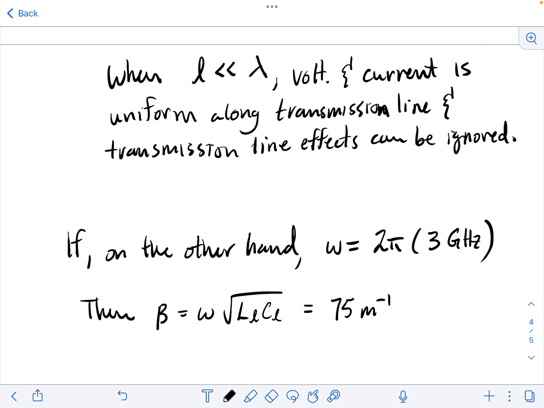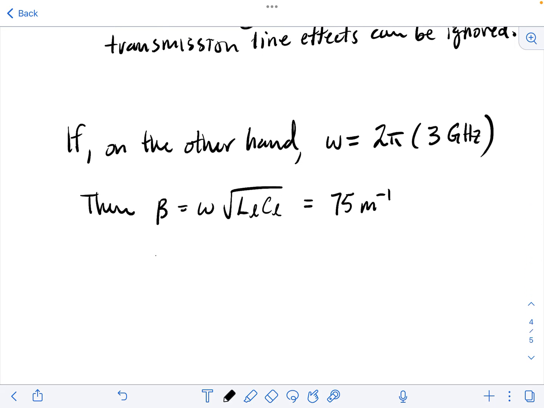And then if we go and calculate the wavelength, it's going to be 2 pi over beta. And beta is omega over square root of L times C. And so that's going to be around 8 centimeters. And so now the wavelength is shorter than typical wires that you might have in your circuit, or at least it has the same order of length of any transmission lines or conductors you're using to connect the components of your circuits.